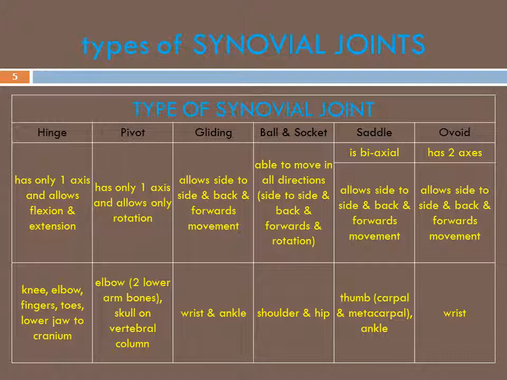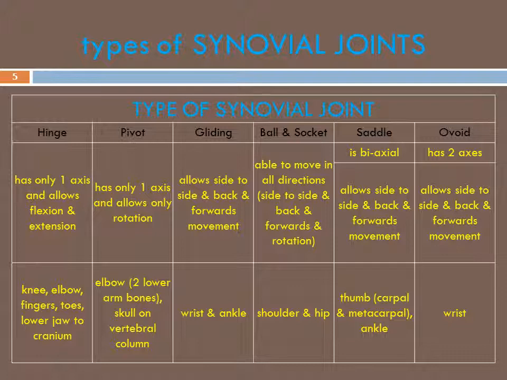So if you can remember, say, the knee and elbow for the hinge, for the pivot you might want to remember the elbow and the skull. The gliding, you might want to remember wrist and ankle. Ball and socket is shoulder and hip. The saddle being the thumb and the ankle, and the ovoid is just the wrist, and there are several wrist bones which have an ovoid synovial joint.